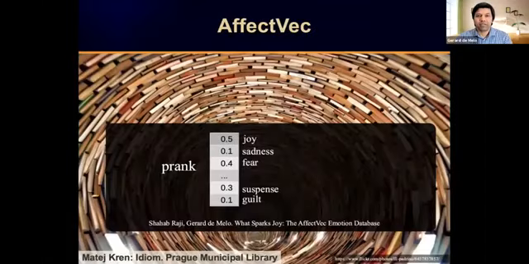So we created a resource based on having much more fine-grained emotion distinctions. The idea is to have word vector representations where every dimension is now an interpretable dimension. It represents a particular emotion, and we have some of the very basic emotions, joy, sadness, fear, but we also have very fine-grained specific emotions like suspense or guilt. And overall, we have over 200 emotion labels included in Affective.